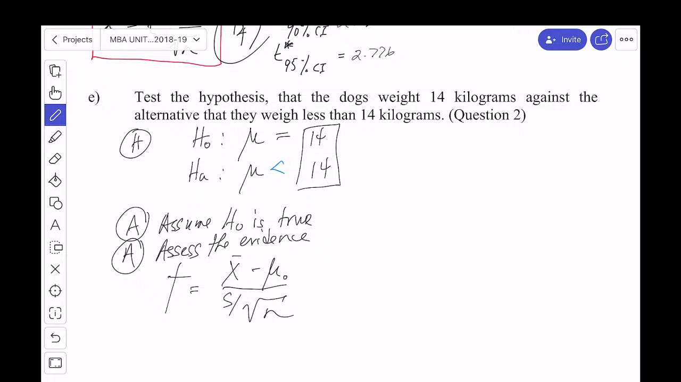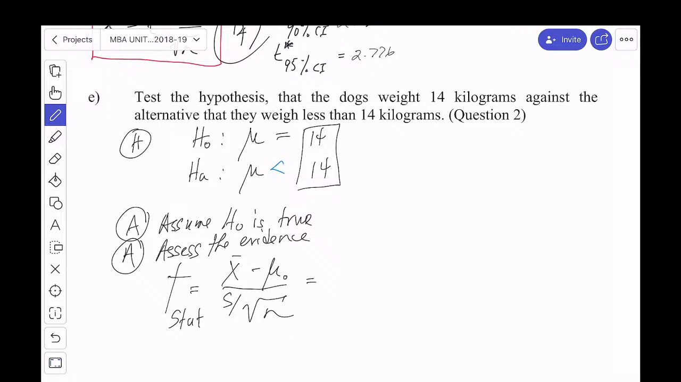This will create a t-stat for me if I do this, if I standardize the result. So I know it's going to be approximately t distributed with this hypothesized mean and this approximate standard deviation, or this estimated standard deviation. So that's what I'm going to do to calculate or assess the evidence.